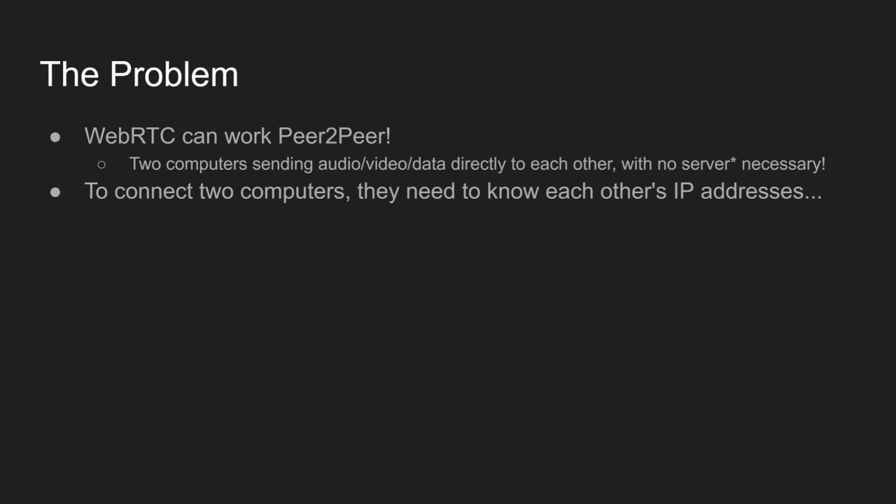So if you've heard of WebRTC before, you may have heard WebRTC can work peer-to-peer, and this is really cool. You can take audio, video, or even arbitrary data like files or text, and you can send them directly from one computer to another with no server in between at all. There's an asterisk there, and we will get to that. So, okay, how do we do that? How do we connect two computers? Well, in order to connect two computers, they need to know each other's IP addresses.